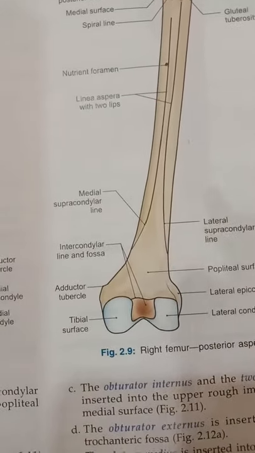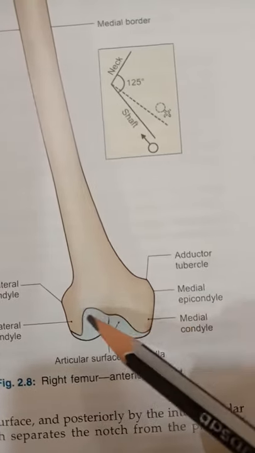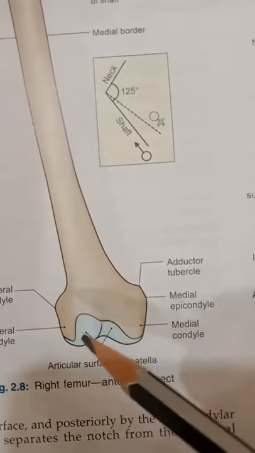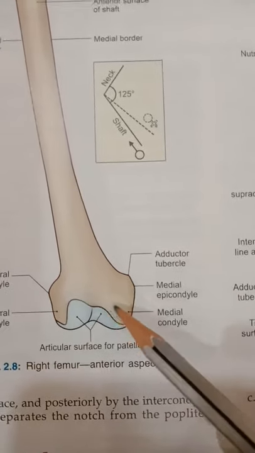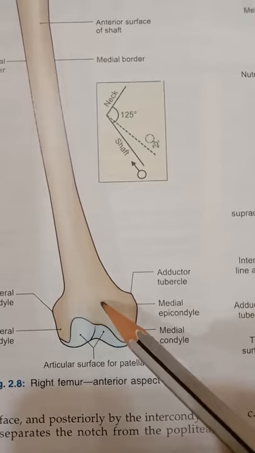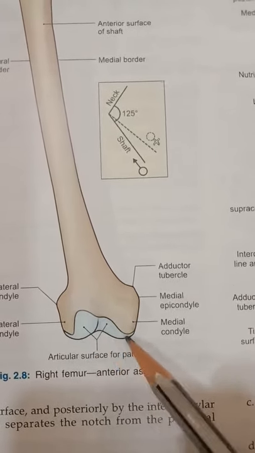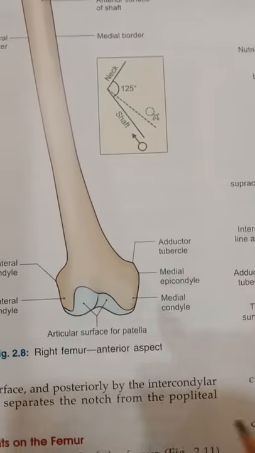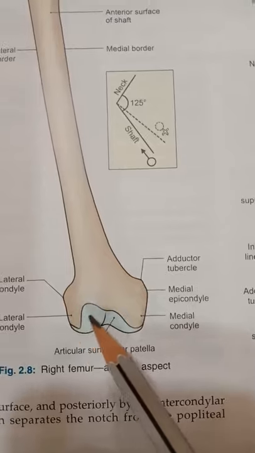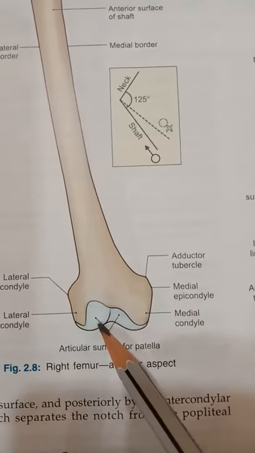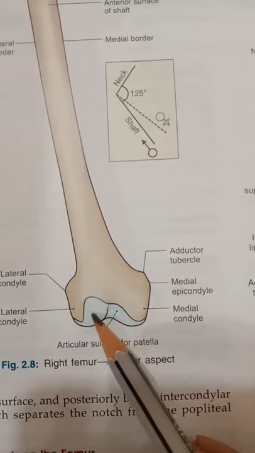Then the articular surface. The two condyles are partially covered by large articular surfaces, which are divisible into the patellar surface, where the patella is attached, and the tibial surface, where the tibia is attached to the condyle. The articular surface of the patella covers the anterior surface of both condyles and extends more on the lateral side.